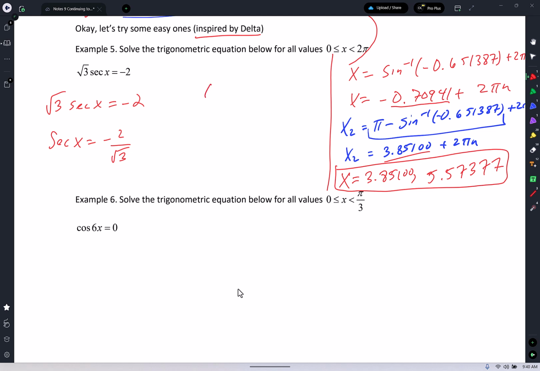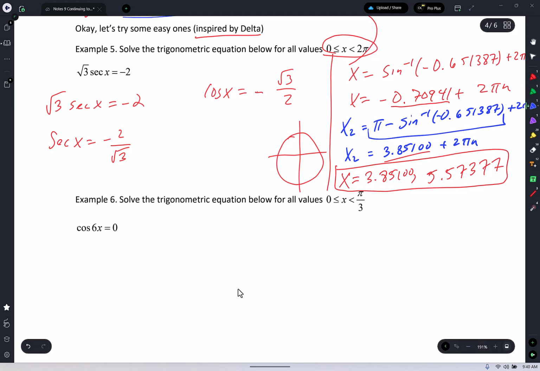So turn this into cosine. Cosine x equals, and then just flip this. Yep, with the negative in the front, or you can put the negative with the 2 or the 3. And now, look, you don't even have to use any formulas. You just think. On the unit circle, so let me draw a unit circle right here. Cosine, which is the x value, is negative square root of 3 over 2 here and here. What are those angles? That's one of them. What's the other one? There you go. Good job.